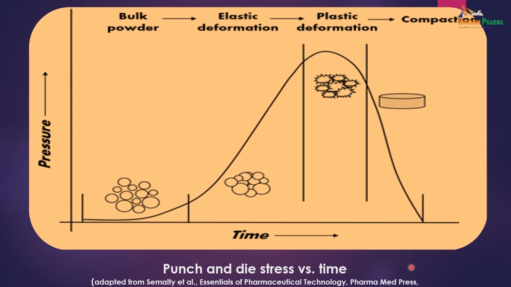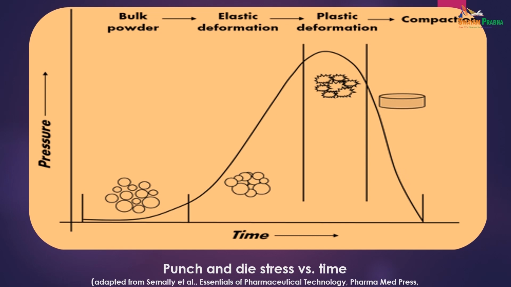Let us see this with the help of this plot, where the pressure in y-axis and time in x-axis is there. It is called punch and die stress versus time curve. Here you can see the bulk powder is there at this stage where the pressure is low. When the pressure is increased, the rearrangement is occurring, and the elastic deformation occurs, then the plastic deformation occurs, and finally the compaction. Okay, these are the four phases: phase 1, phase 2, phase 3, and phase 4.